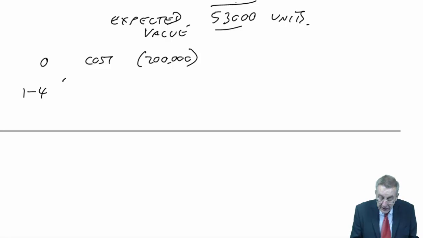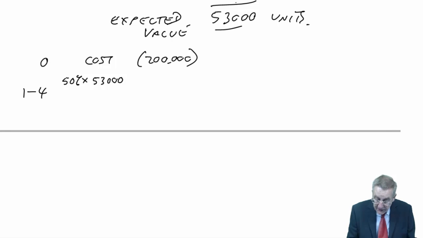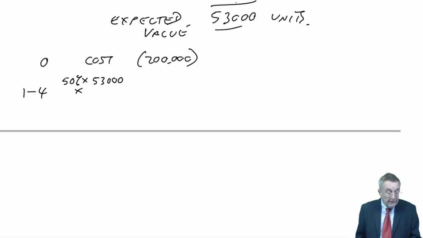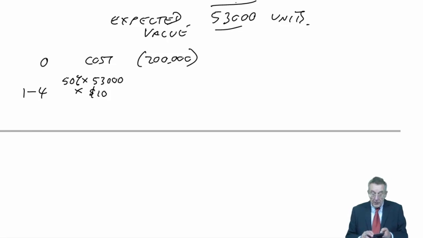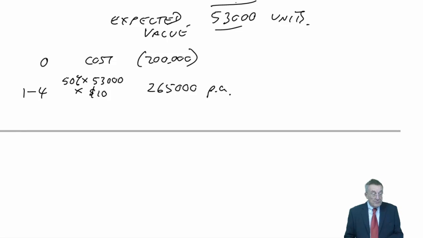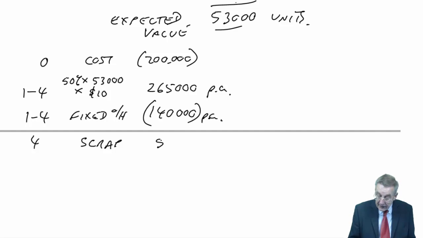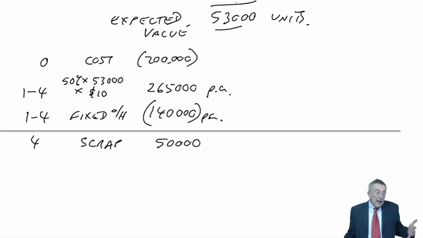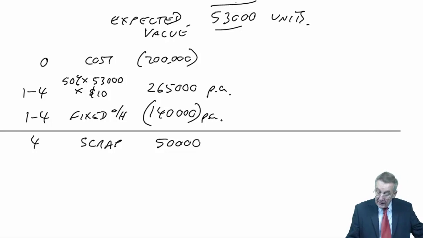And the contribution each year, we expect to be 50% of the revenue. The revenue will be 53,000 units, the average or expected demand, at a selling price of $10. So we expect to get revenue of $530,000, contribution 50% of that, $265,000 per annum. There's also extra fixed overheads of $140,000 a year. And in 4 years' time, we sell it for scrap value of $50,000. I will discount that, though I shouldn't really need to, we've done it enough times. But if I find my tables, the cost of capital here is 20%.